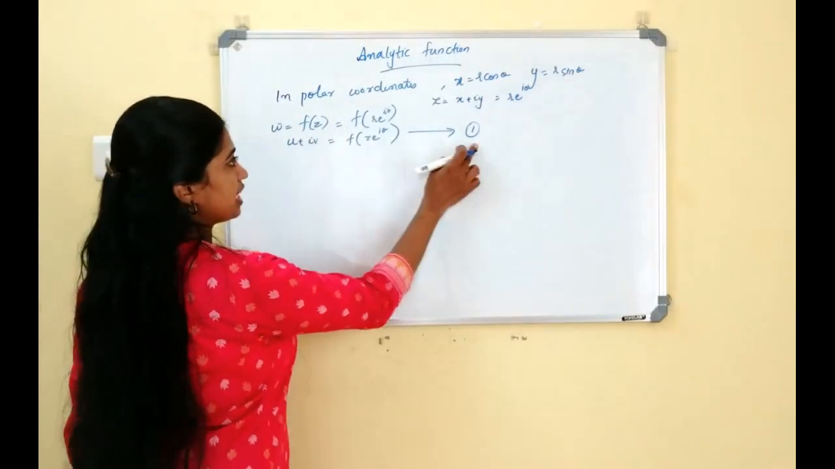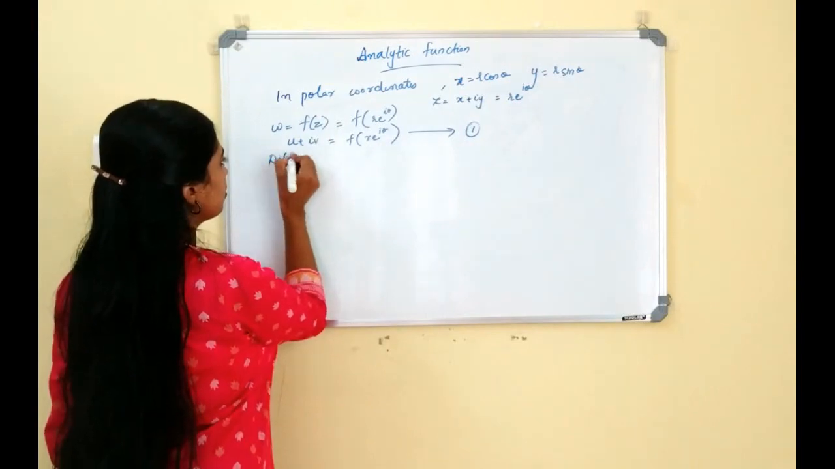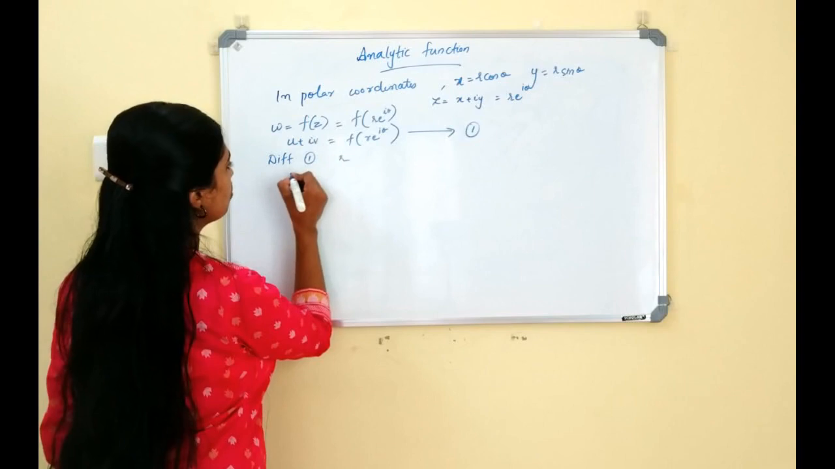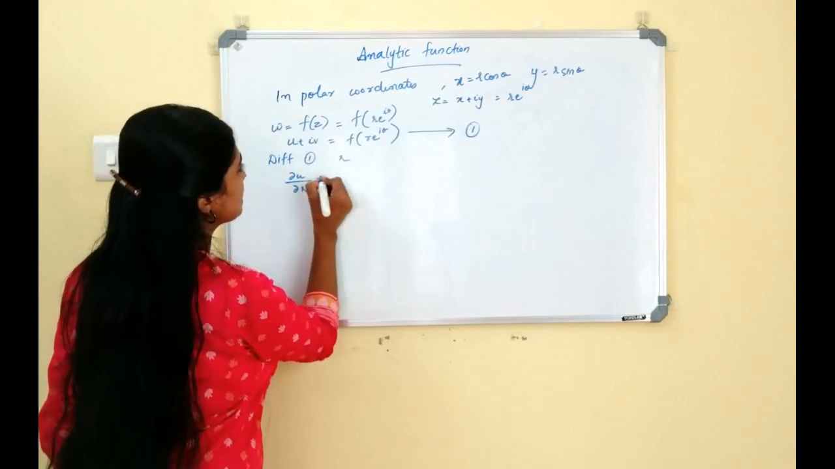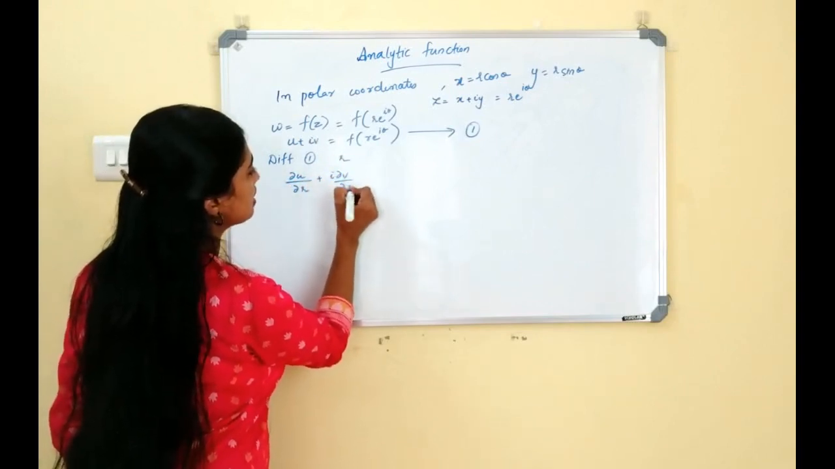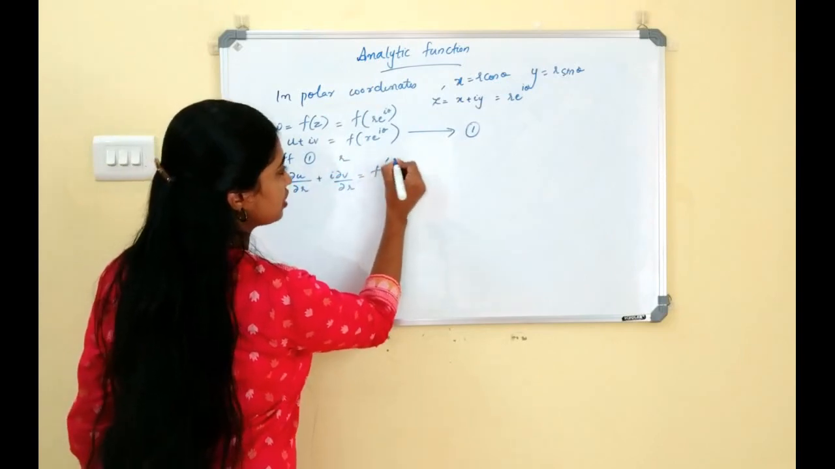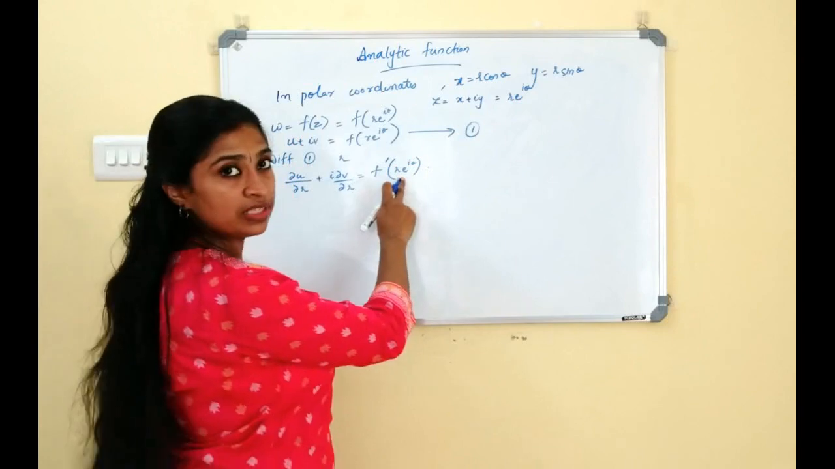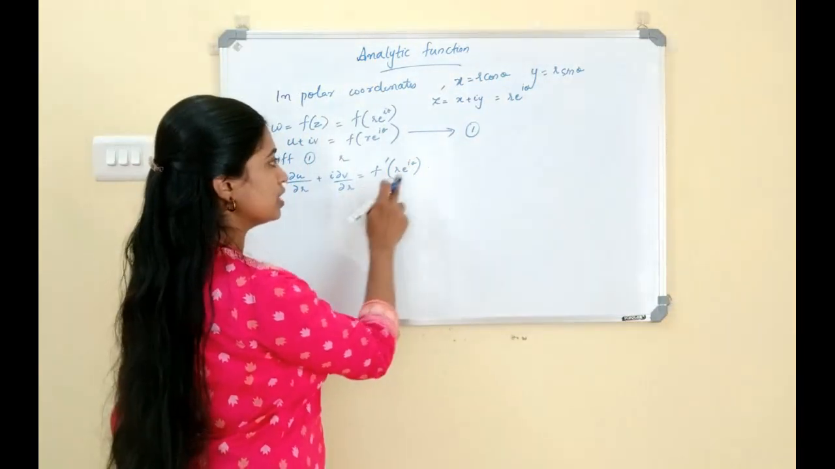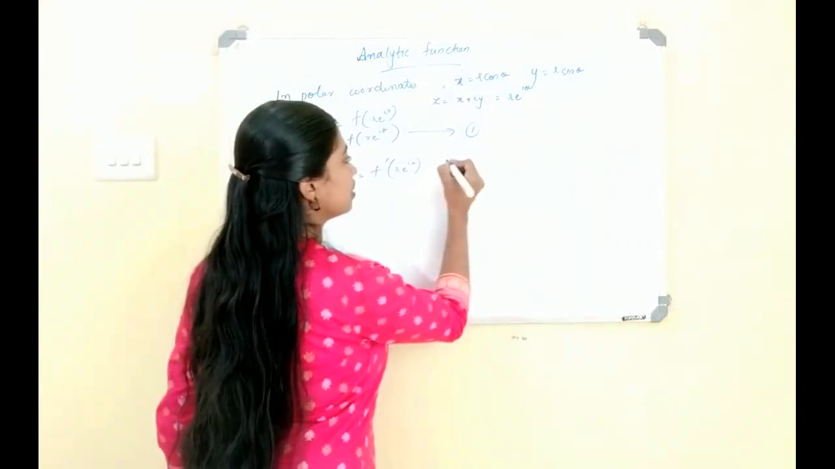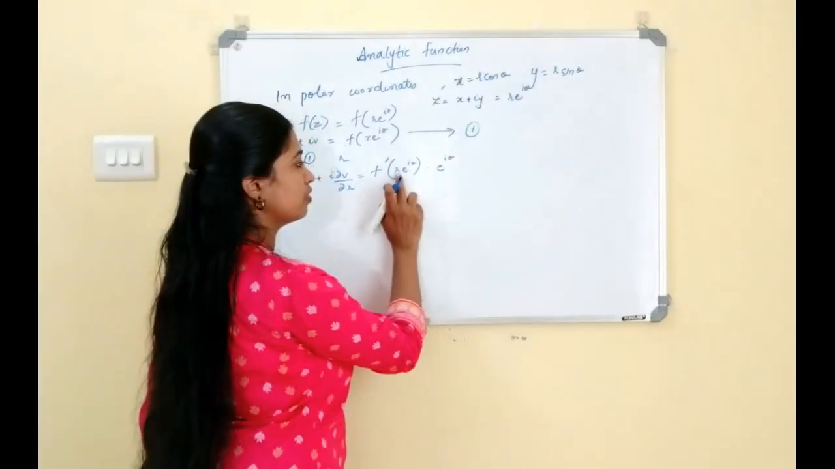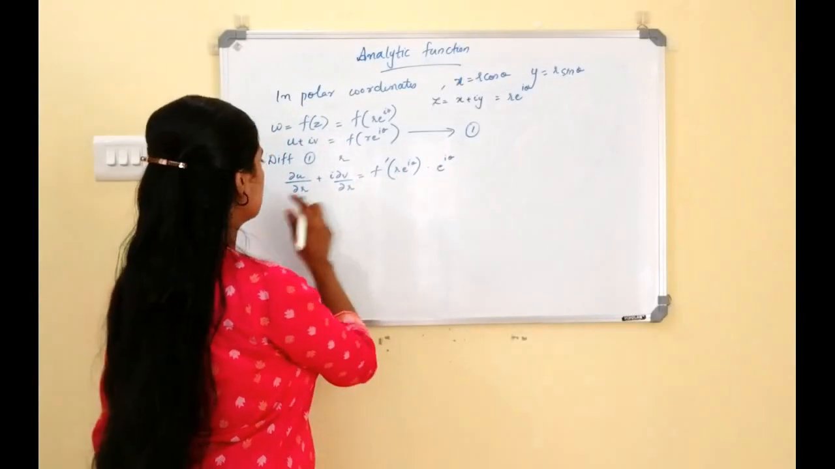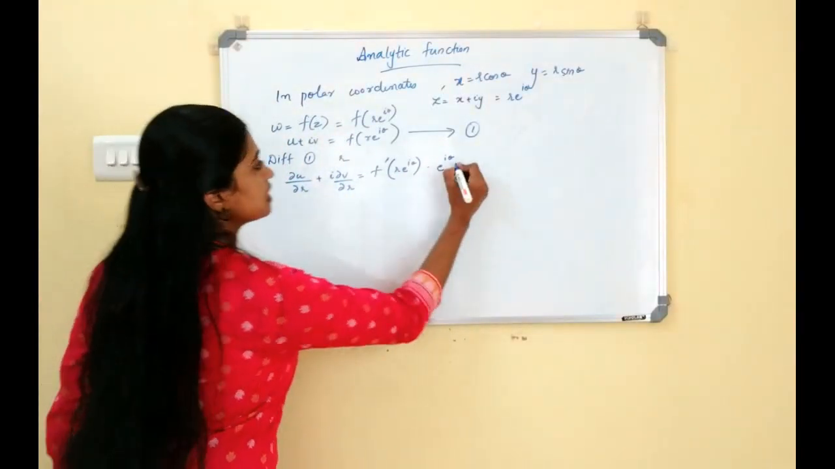Differentiating this equation 1 partially with respect to r, dou u by dou r plus i dou v by dou r is equal to f dash of z into, we are differentiating partially with respect to r. So e raised to i theta is a constant, into e raised to i theta. The first derivative of r is 1. So this is equation 2.